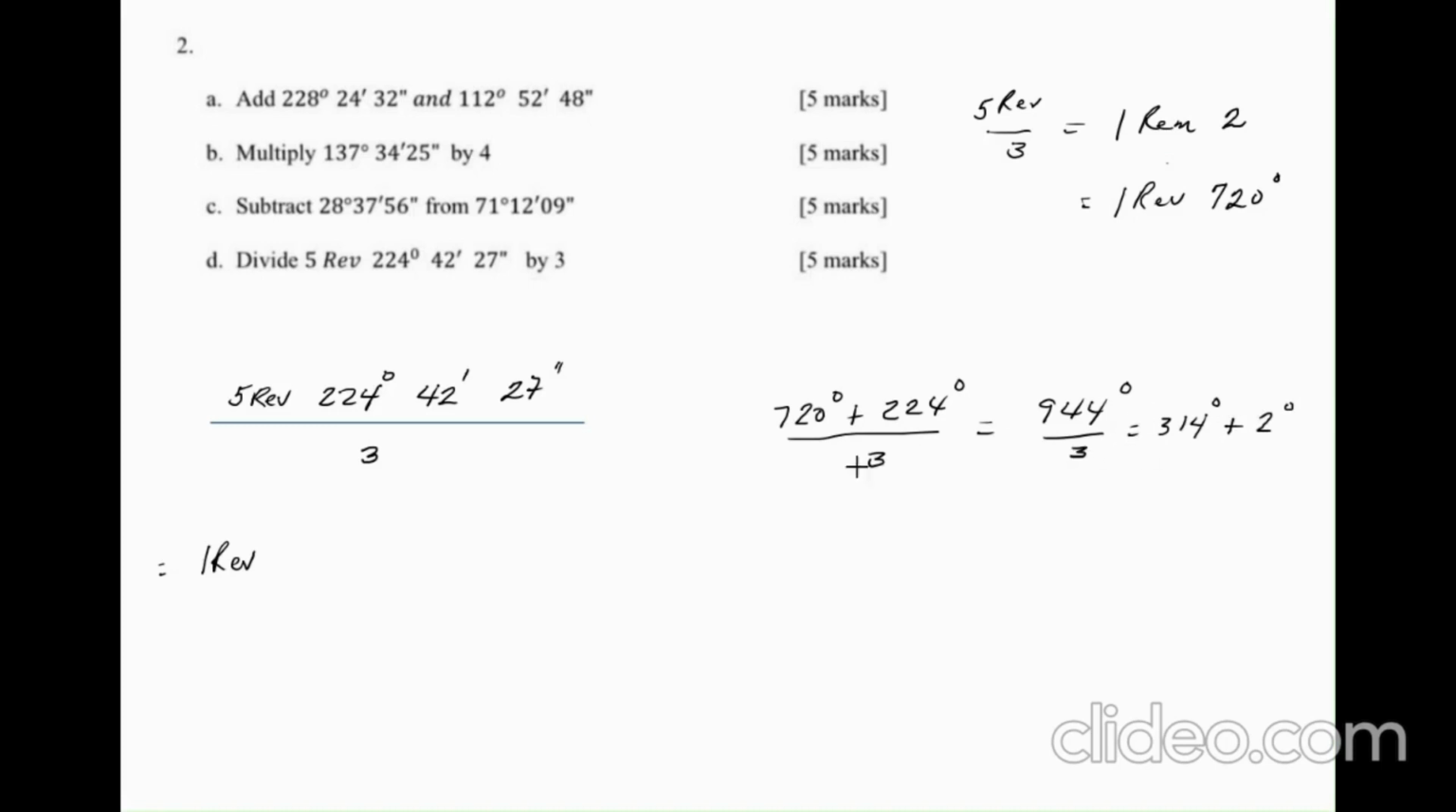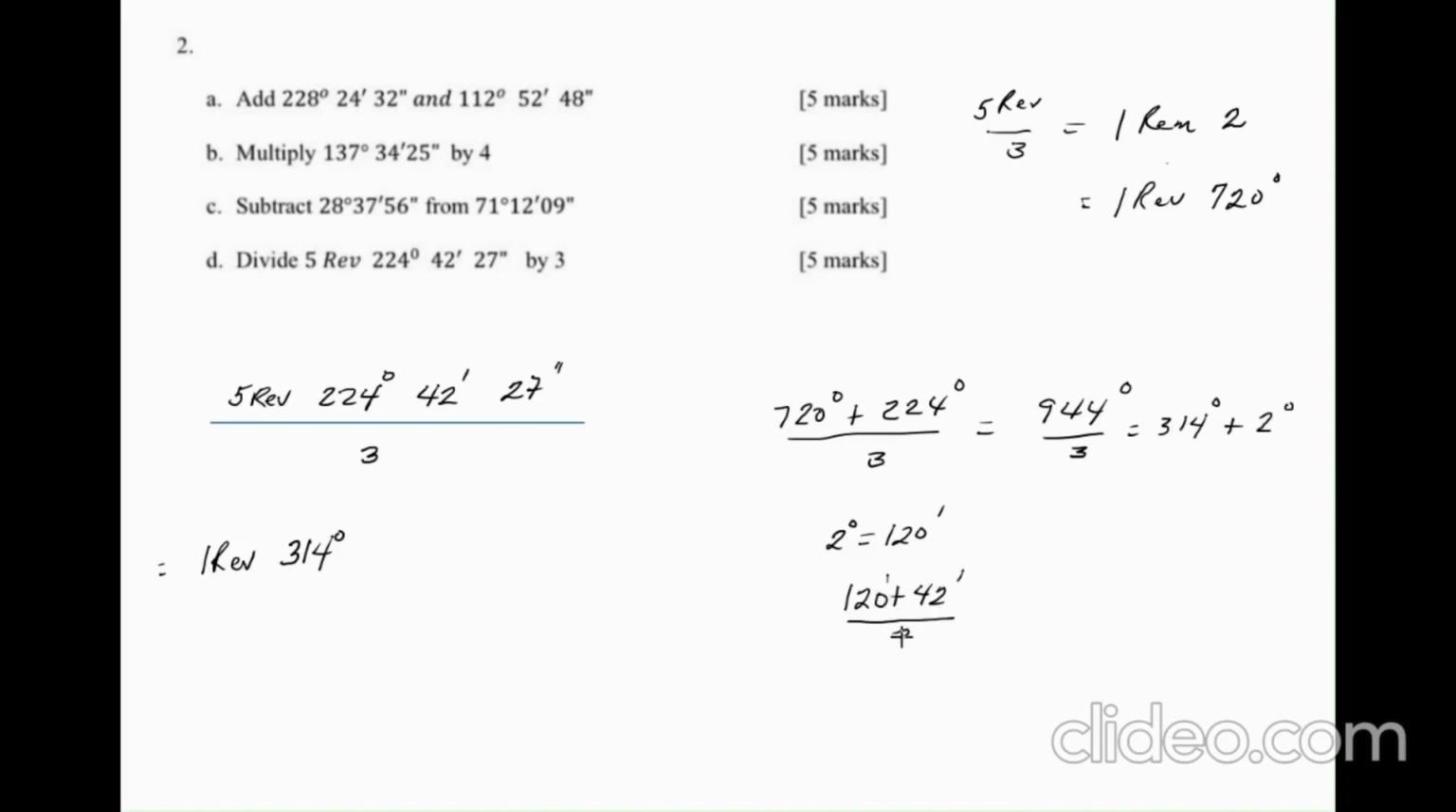So now, again, my answer: I have 314 degrees, but now I have 2 degrees left over. But 2 degrees is equal to 120 minutes. And then now I need to add that 120 minutes to 42 minutes. So I have 120 plus 42 minutes.